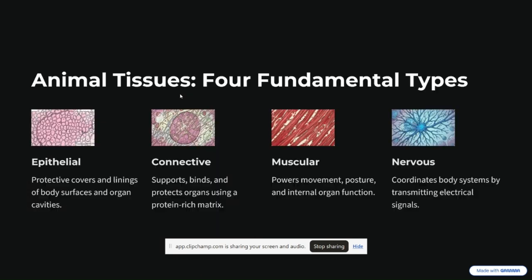Animal tissues are mostly of four types, that is epithelial, connective tissue, muscular tissue, nervous tissue. Epithelial tissues are protective covers and lining of body surfaces and organ cavities. Connective tissue supports, binds, and protects organs using a protein-rich matrix. Muscular tissues power movement, posture, and internal organ function. Nervous tissues coordinate body systems by transmitting electrical signals. It's all about different types of tissues and their impact on the organism's body.